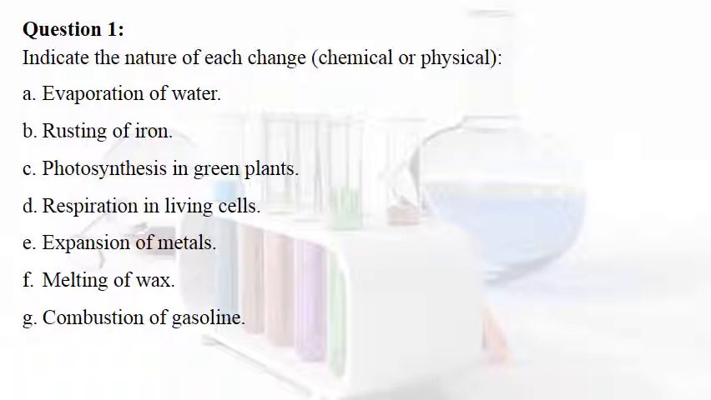Question 1. Indicate the nature of each change, chemical or physical. Dana, evaporation of water. Physical. Yes. Rusting of iron. Chemical. Photosynthesis. Chemical. Selena, respiration in living cells. Chemical. Expansion of metals. Physical. Melting of wax. Physical. Combustion. Chemical.